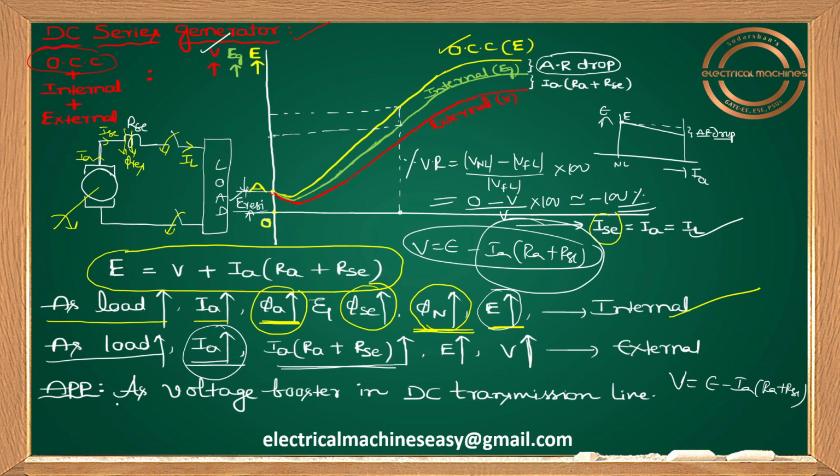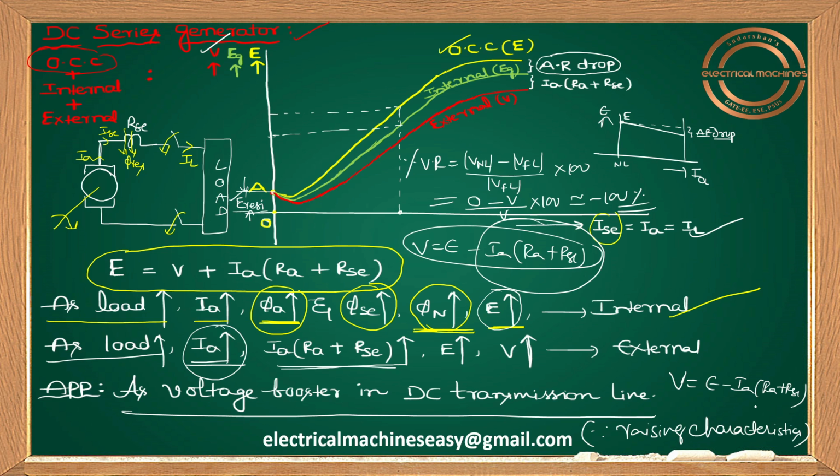Yeah, I can use this as a voltage booster in DC transmission because it has a rising characteristic. Right, here, as a voltage booster in a DC transmission line. What is the reason for that? Since rising characteristics, okay guys. So this is about the DC series generator.